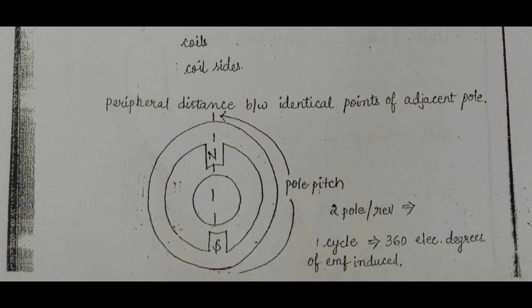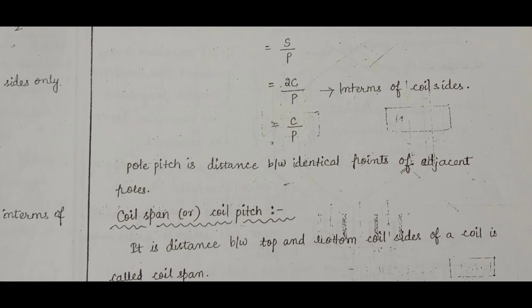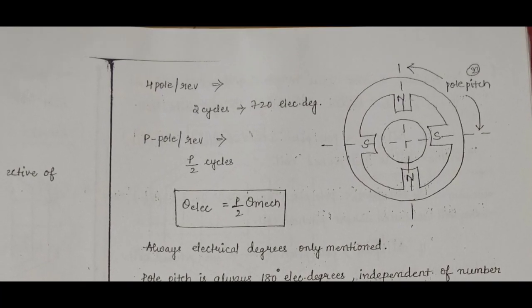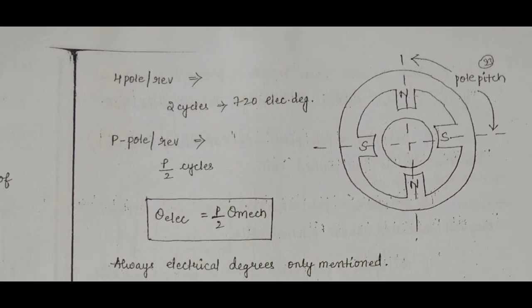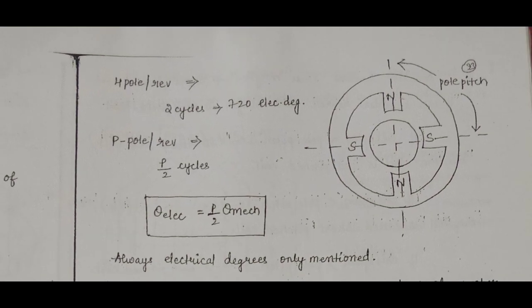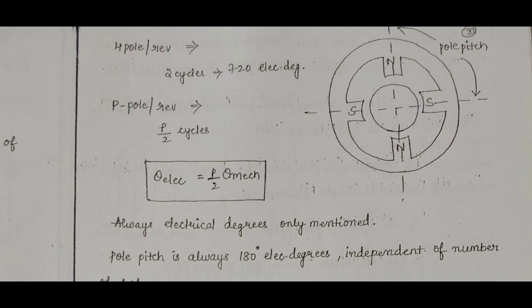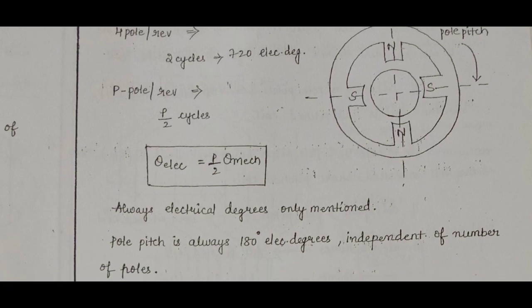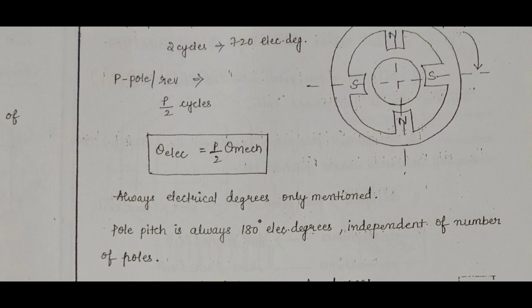Two poles per revolution, one cycle, 360 electrical degrees of EMF induced. Four poles per revolution, so it is a four pole machine. The distance measured between two consequent poles, north to south, is called pole pitch. Two cycles equals 720 electrical degrees. Poles per revolution, P by 2 cycles. Theta electrical equals P by 2 theta mechanical.